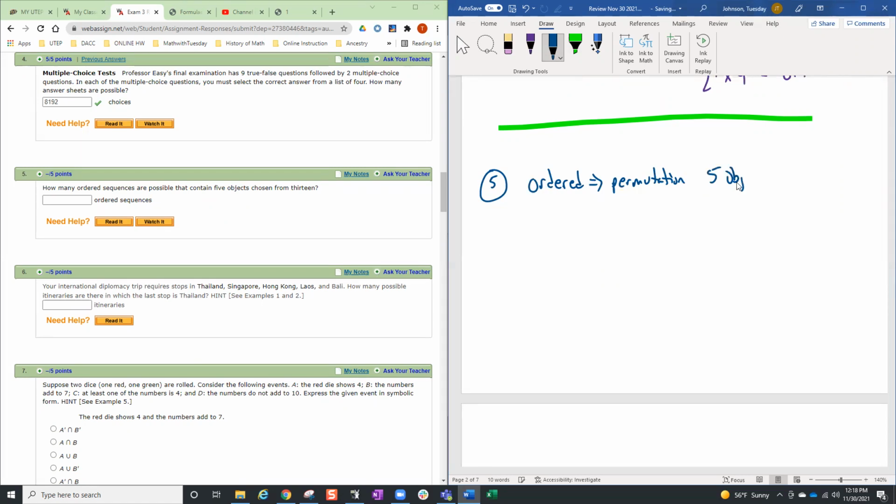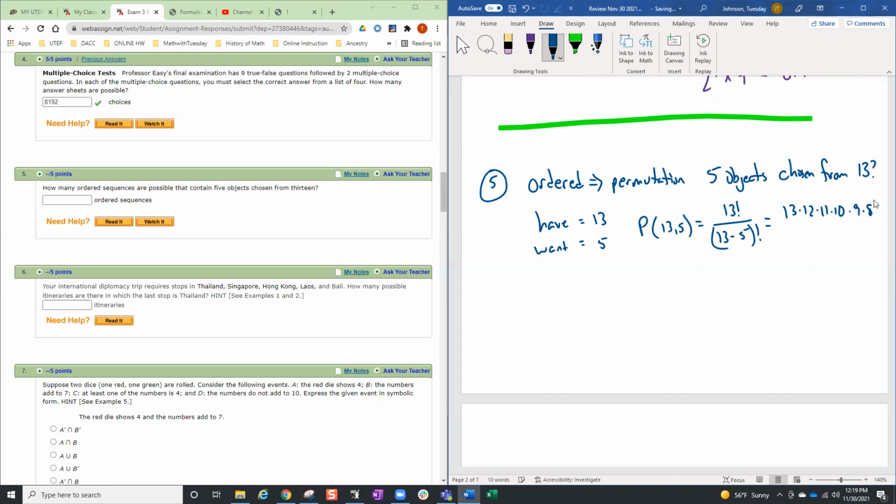Contain 5 objects chosen from 13. So I ask myself, how many do I have? I have 13. How many do I want? I want 5. So I'm looking for the permutations of 13, choose 5, which is 13 factorial divided by 13 minus 5 factorial. And what is that? 13, 12, 11, 10, 9 times 8 factorial over 8 factorial.